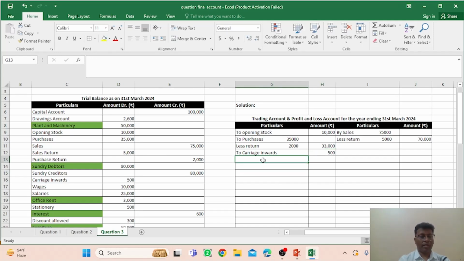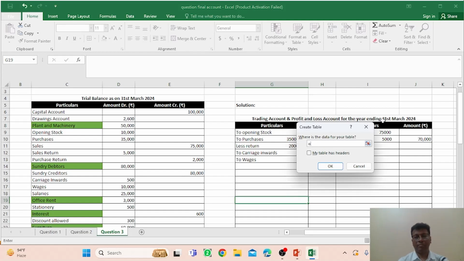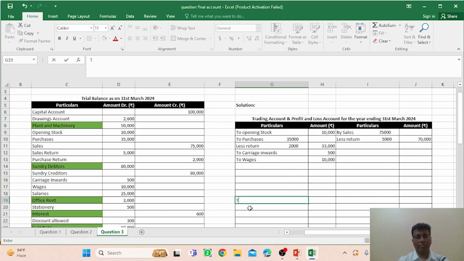Wages 10,000. Okay. In the trading account, it would be shown in the debit side as the direct expenses. And salaries rupees 25,000, right? Salaries is rupees 25,000. Office rent, yes, it is another expense of P&L account too. And because it is marked with the green color, it is to be shown in the inner column. There is a particular adjustment, right? So office rent is rupees 3,000.